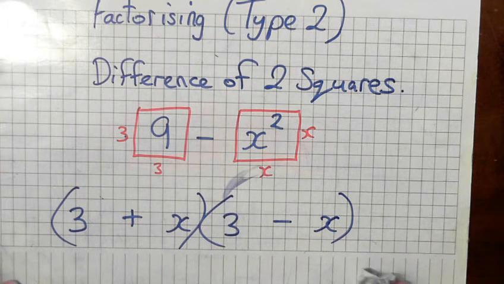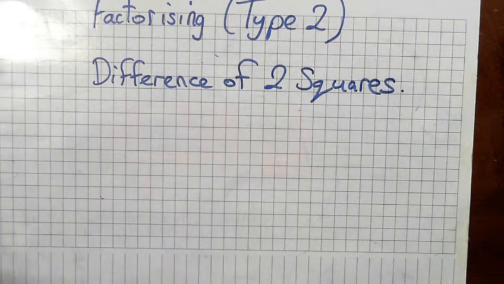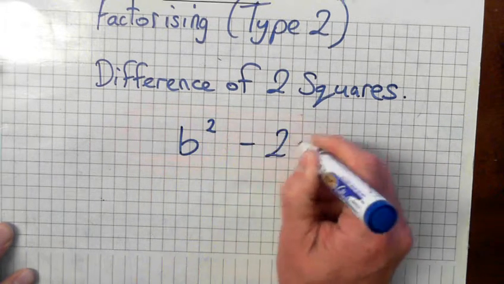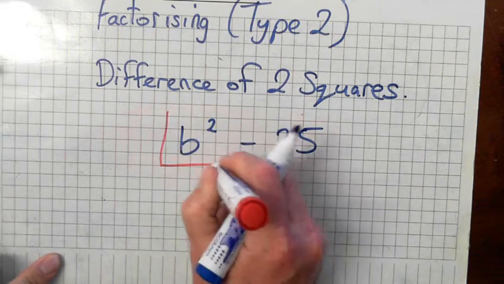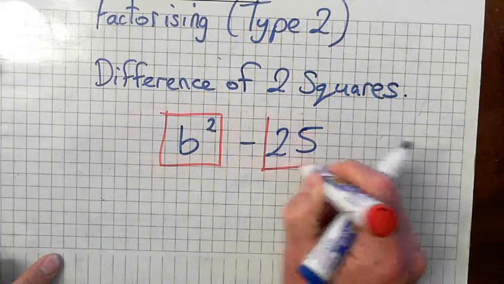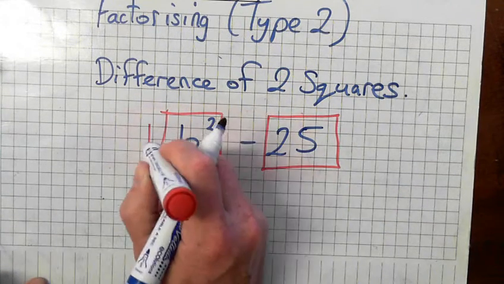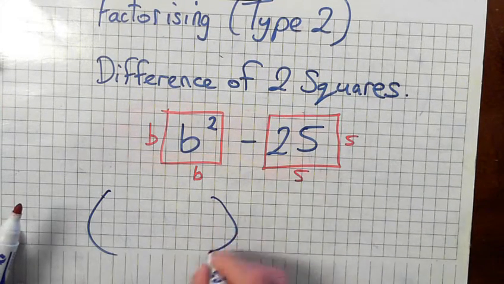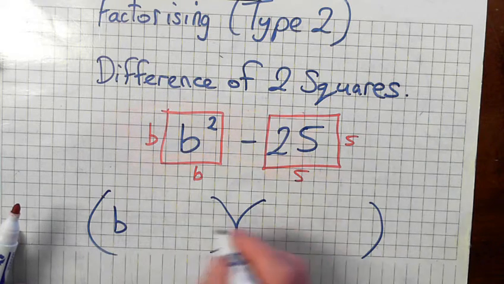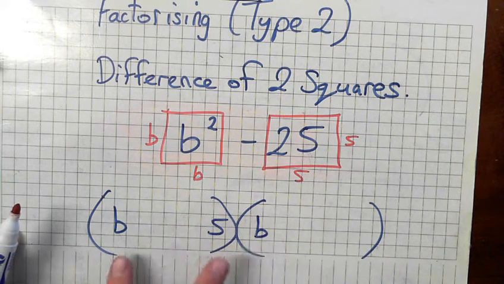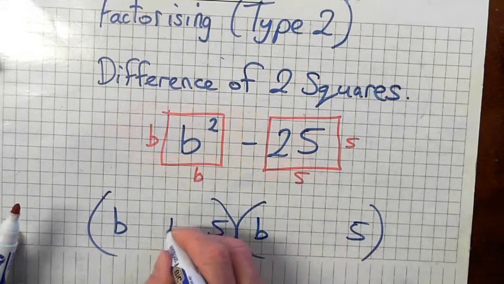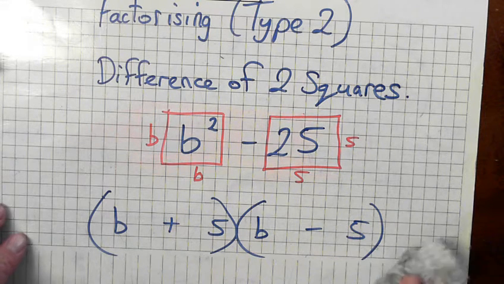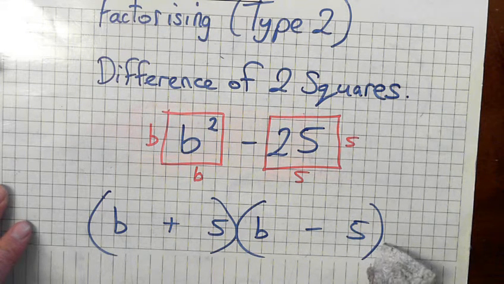We'll do one more example, two more examples. Why not? This is from the exercise 1.7. B squared, doesn't matter what letter you use, b squared, that's a square number. B times b is a square number, and 25 is a square number. B squared, b times b, 25 is 5 times 5. Now we have b, two b's go first, two 5's go second. To get a minus, it's a plus and a minus, or a minus and a plus. That was easy.